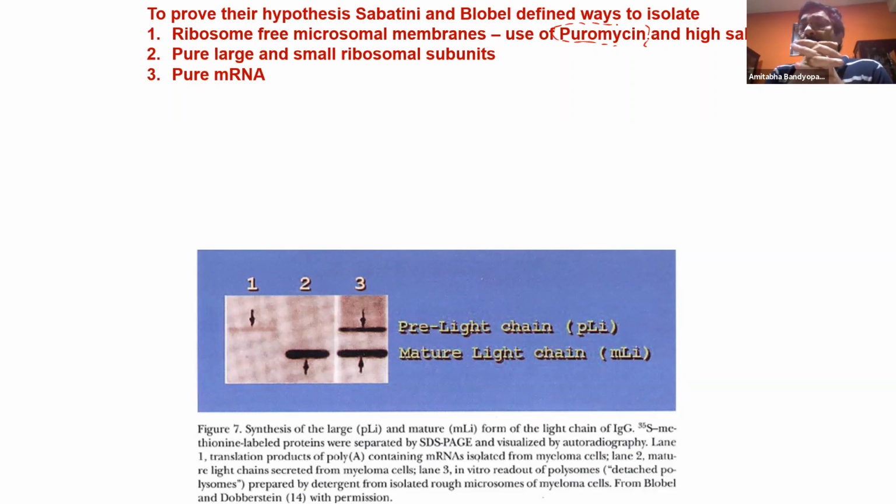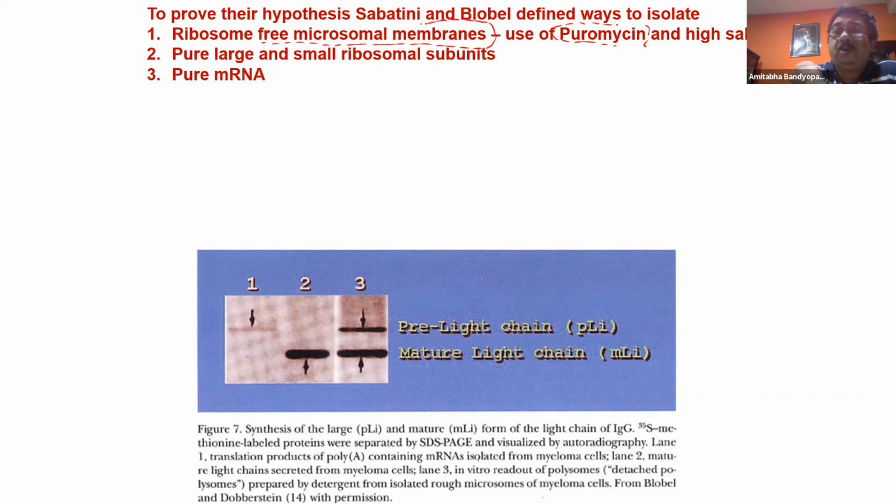Okay, so puromycin is a translation elongation inhibitor, and high salt is very often used by biochemists to dislodge interactions. Interactions are often mediated by either ionic interactions or hydrogen bonding interactions. Both can be disrupted with high salt. So this is a very common technique used by good biochemists to disrupt non-covalent interactions between biomolecules, mostly proteins and protein with something else. So using these two, he could free up the microsomal membranes from ribosomes.